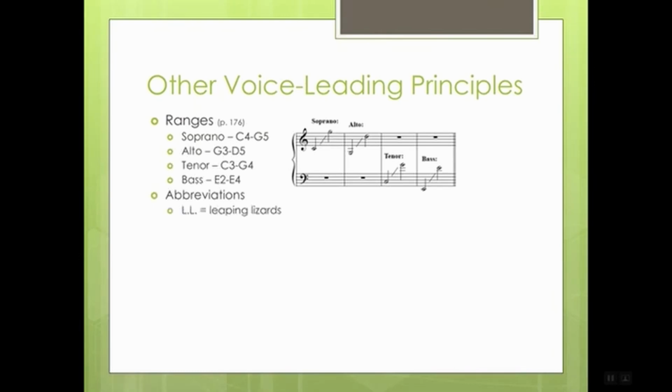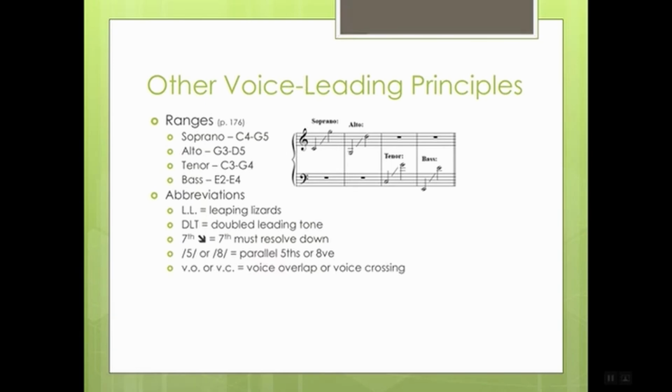Abbreviations. LL, leaping lizards. These are things I put on your homework. Leaping lizards means you're leaping around too much and needlessly. DLT is like a BLT, but without the lettuce, tomato, and mayonnaise, and instead you get a double leading tone. So remember, you're not supposed to double the leading tone. 7th: if I draw a little arrow and a 7th, it's because you didn't resolve the 7th of the chord down. If I have the 5 or the 8 in between those tilted lines, it means that you have parallel fifths or parallel octaves. VO, voice overlap. VC, voice crossing. You saw that in the previous screen.